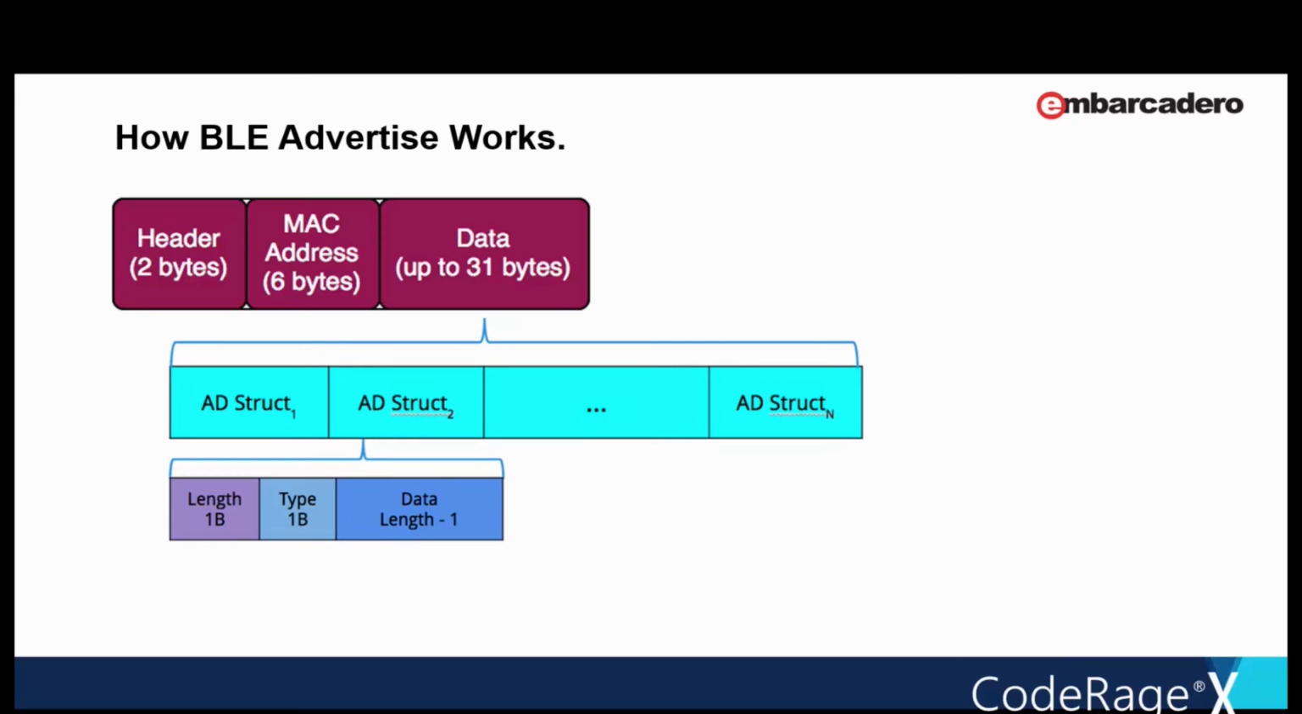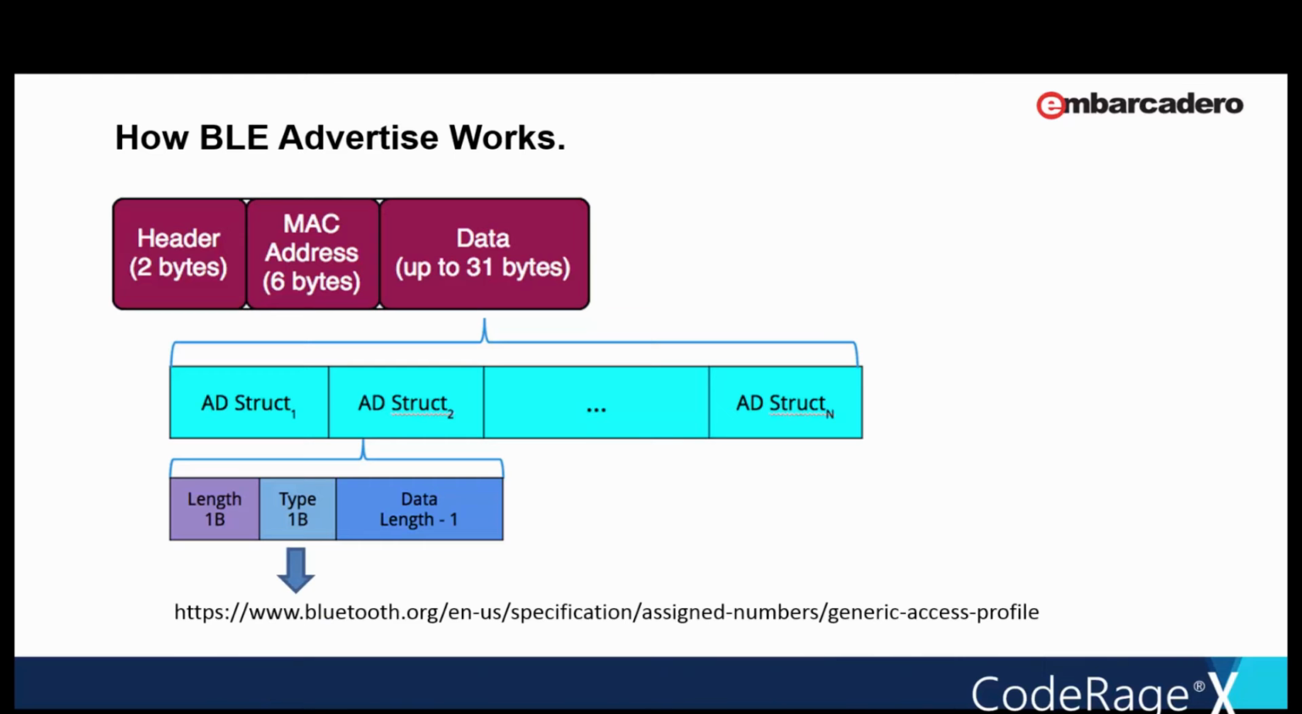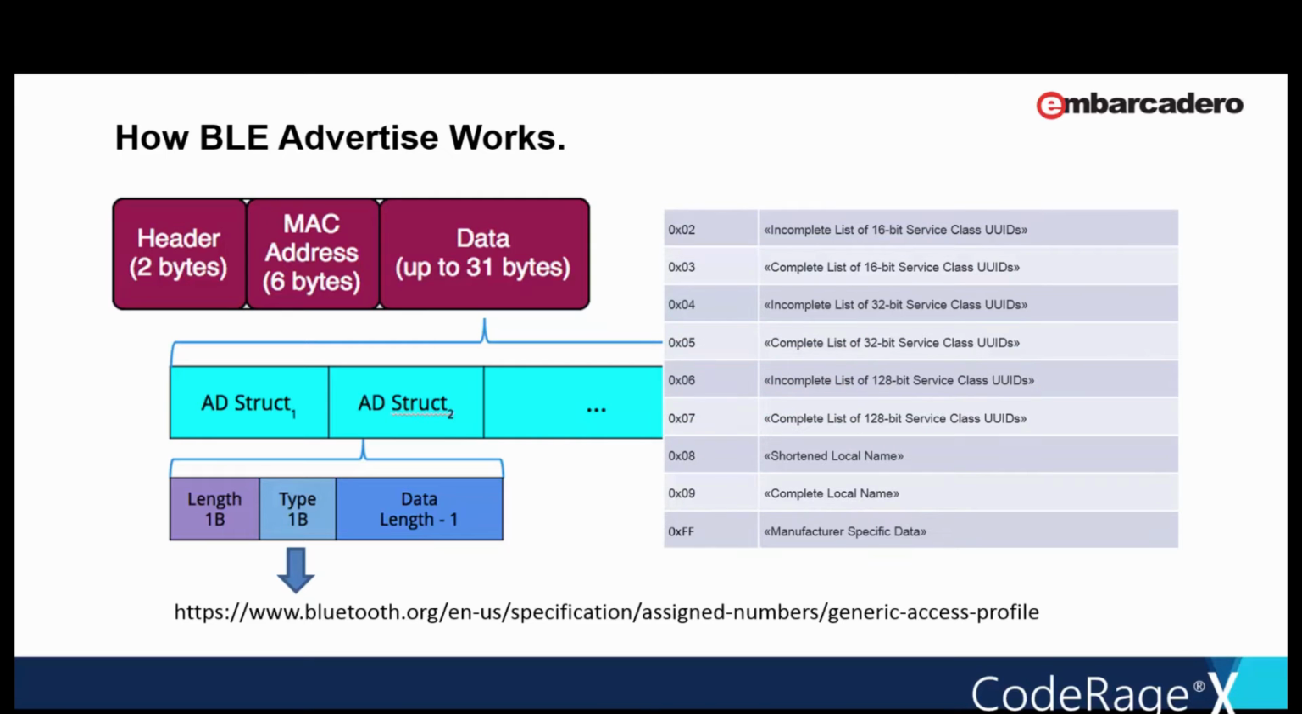Each of the advertised data sections comprises a byte indicating its length, another byte indicating the type of information it contains, and the rest of the bytes are the actual information. The different data types that we can find are listed here. The most relevant will be 2 to 7, used to advertise the services that the peripheral provides, 8 and 9, used to specify the device name, or FF, used as a free manufacturer-specific data field where anyone can define their custom payload data.